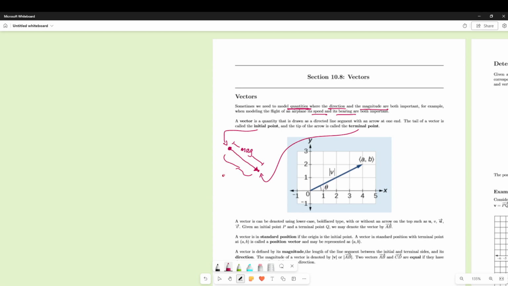So if we were to draw another vector trying to be the same direction, if I was to draw another directed line segment, not good at drawing today.